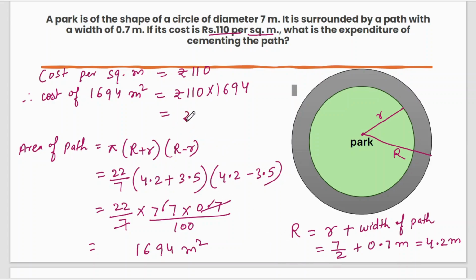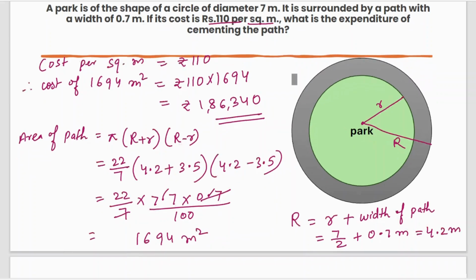186340. So we can say we have 1,86,340 rupees. Okay, so this is your final answer. So this is the expenditure of cementing the path.